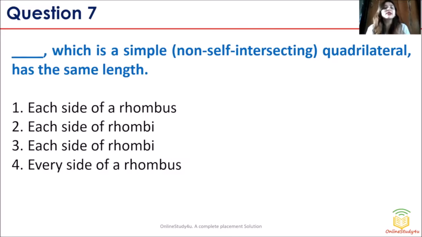So either it is each side of a rhombus, which is a simple non-self intersecting quadrilateral, has the same length. Every side of a rhombus, which is a simple non-self intersecting quadrilateral, has the same length. Now, when we are talking about the sides and we are talking about the fact that it has the same length, we are going to talk about each side and not every side. So for 7, your correct answer is 1.